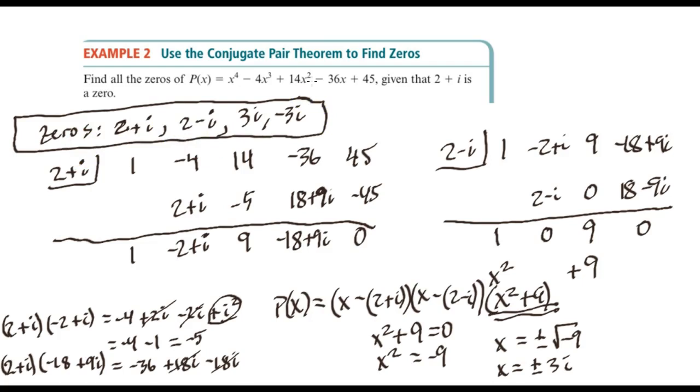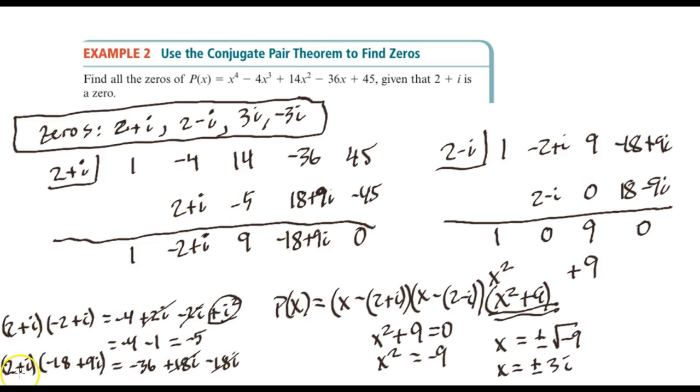And see that the final two zeros ended up being conjugate pairs. So notice that we had 3i, so we must also have negative 3i. So we have two conjugate pairs as our zeros. So hopefully this makes sense. Let me know if you have any concerns about this process, and I'll be more than happy to help.